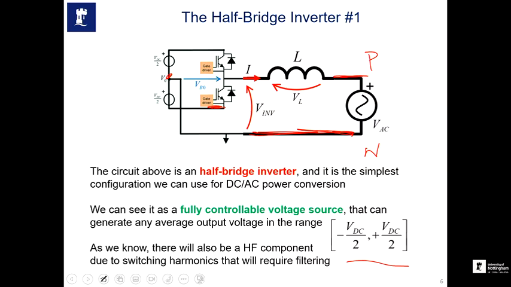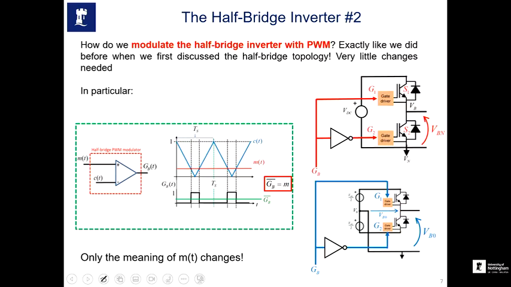But also we know that this is the average value, but because of the switching of the devices, there will also be high frequency harmonics which we need to filter out from the system. So now how do we do this modulation? Basically, the modulation will be exactly the same as the half bridge, how you modulate the half bridge.